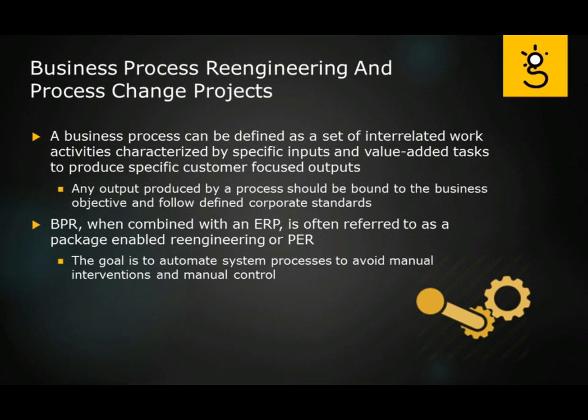Now, when we combine BPR with what we talked about earlier with ERP, it's often referred to as package-enabled reengineering, or a PER. The goal for us is to automate system processes to avoid manual interventions and manual control. So if we can find a way to take an existing system and re-engineer it to get rid of those manual interventions and manual control and put more automation into it, well, that's an example of us doing a re-engineering.